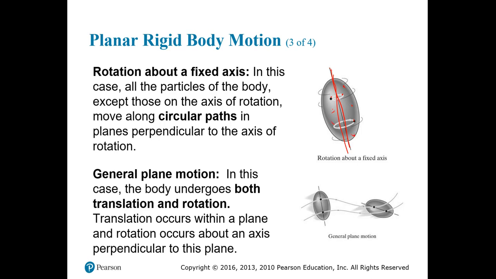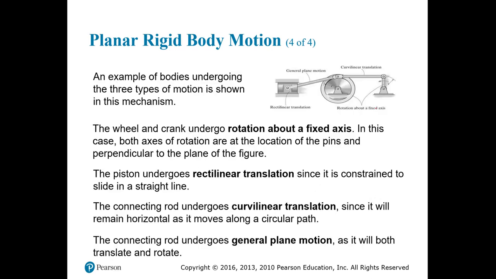And general plane motion. In this case, the body undergoes both translation and rotation. Translation occurs within a plane and rotation occurs about an axis perpendicular to this plane. An example of bodies undergoing the three types of motion is shown on the mechanism that you can see here.